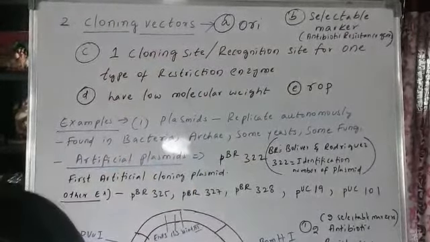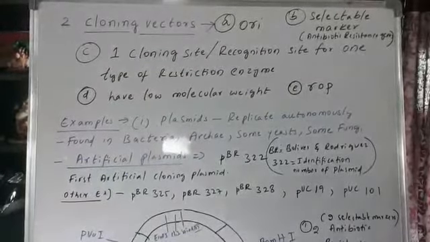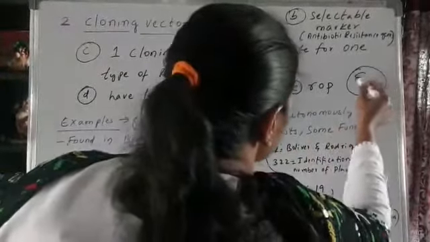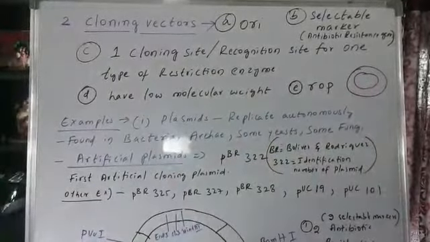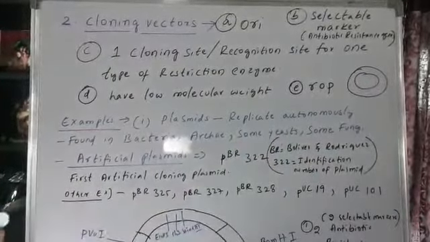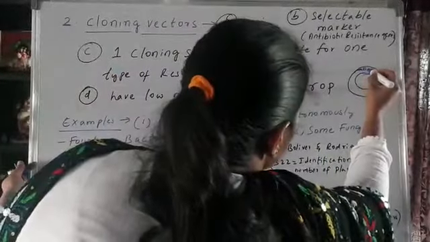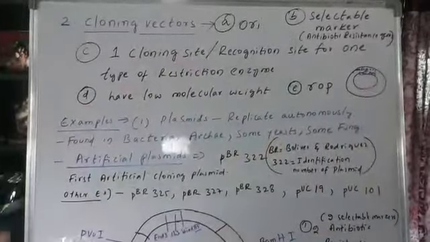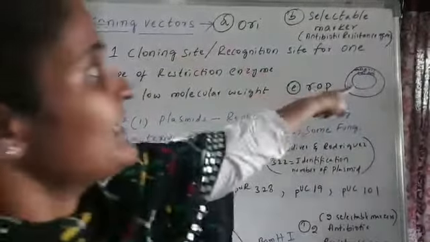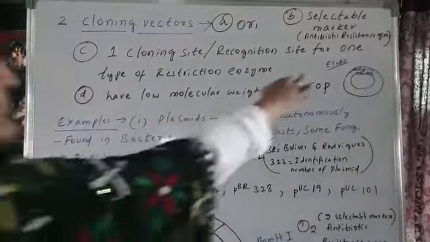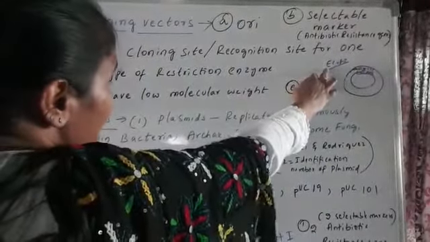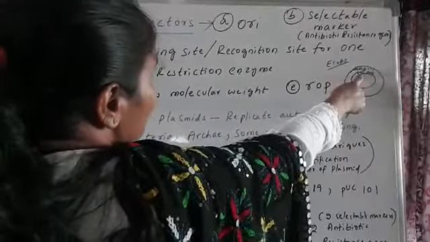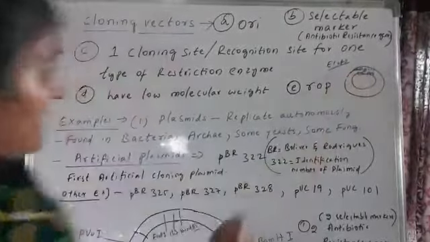What does that mean? For example, imagine I have chosen a plasmid as a vector. This plasmid has GAATTC, GAATTC, you know that. This is the recognition sequence for which enzyme? EcoR1. So it is a recognition sequence for EcoR1. For one restriction endonuclease enzyme, there should be a single recognition sequence on the cloning vector.